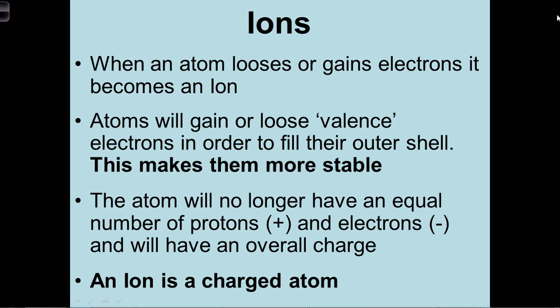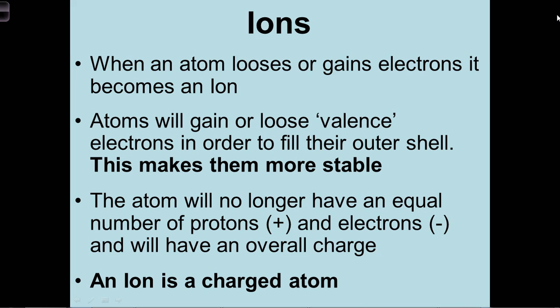So atoms will either try to lose valence electrons or to gain valence electrons in order to fill their outermost shell. And once they have a full outer shell, they're more stable. However, if an atom loses electrons, or if it gains electrons, it won't have an equal number of positive and negative charges. So remember, it's the protons in the nucleus that are positive, and the electrons around the outside that are negative. And in a regular atom, we have an equal number of protons, positive, and electrons, negative.